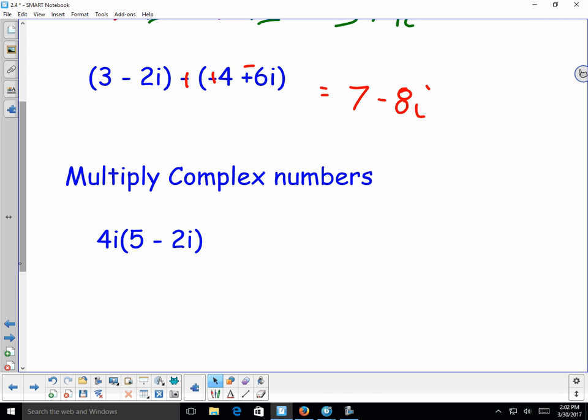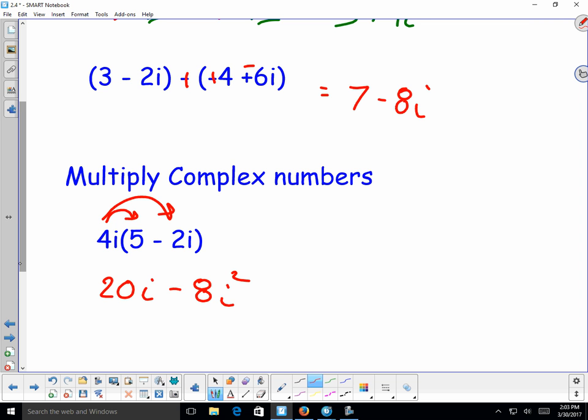Let's try multiplying. If we're going to multiply, this is really like a pure imaginary number times just a general complex number. We can distribute. Can you talk me through that, please, Christian? Would it be 20i minus 8i squared? We talked about i squared. What's i squared equal to? Negative 1. So whenever you see i squared, you're going to replace it with a negative 1. So I'm going to have 20i minus 8 times negative 1. Is that plus 8? It is.